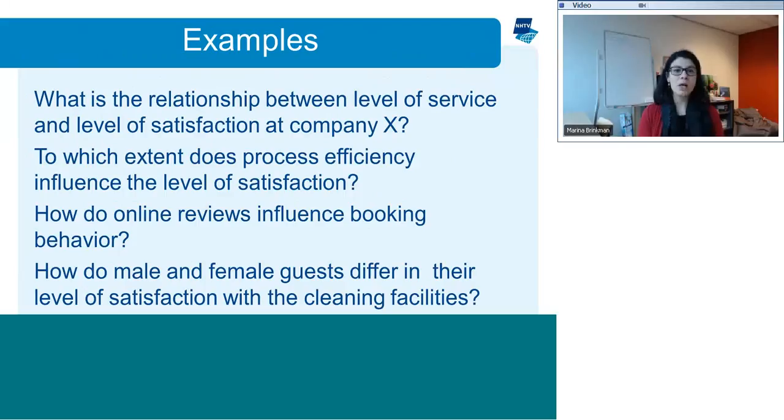For example, what is the relationship between the level of service and the level of satisfaction at company X? To which extent does process efficiency influence the level of satisfaction? How do online reviews influence booking behavior? How do male and female guests differ in their level of satisfaction with the cleaning facilities? Those are questions that I made up myself, but also based on experience that I have with bachelor theses so far here at the NHTV.